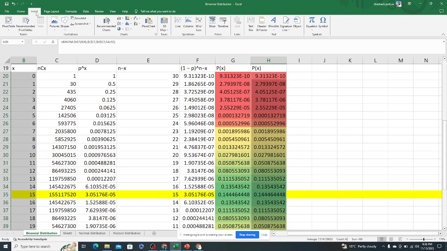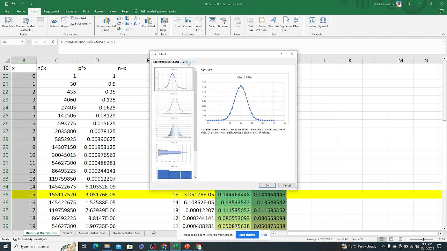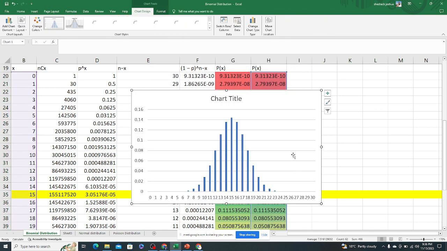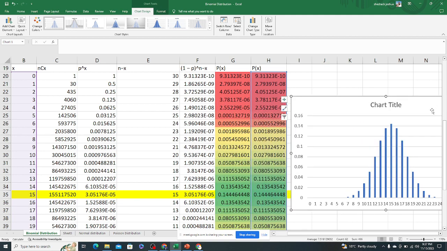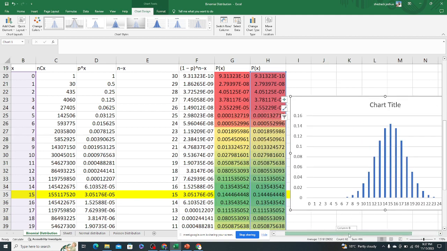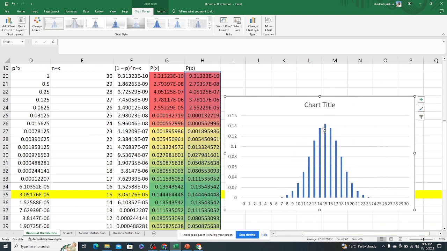In this case, I'm going to insert, and since this is a discrete distribution, I'm going to use a bar chart. You can see that if our probabilities are 50-50, then the average of the total number of trials tested will have the highest probability.